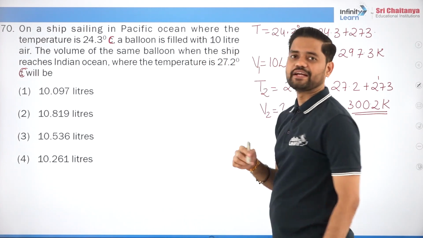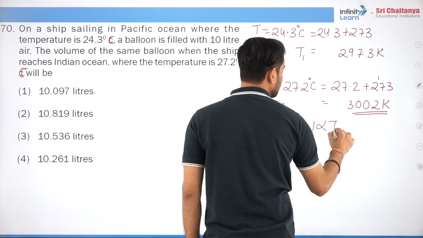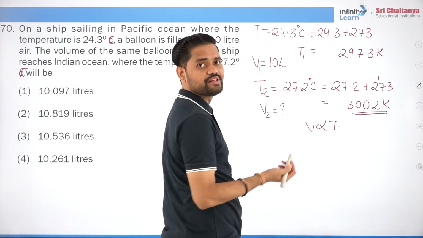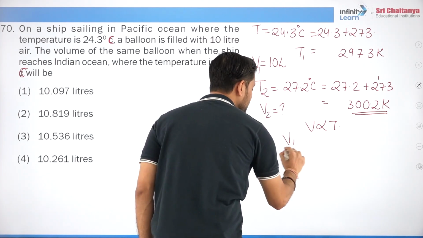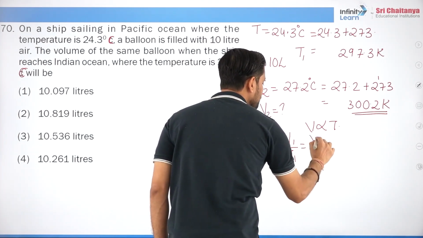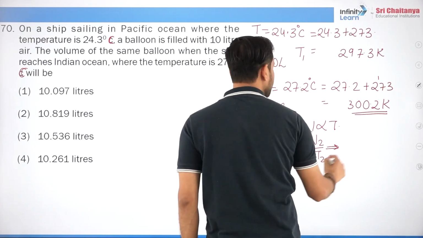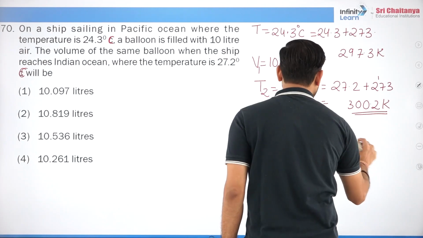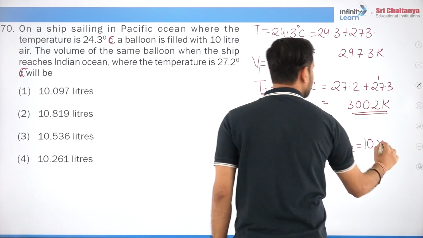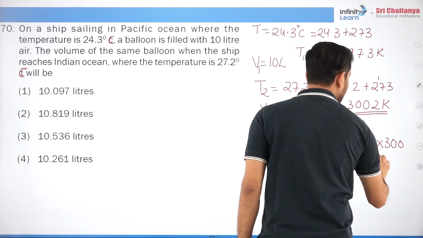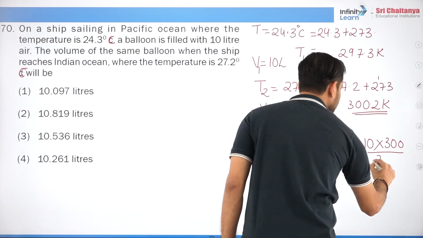And since pressure has been kept constant, we know that volume is directly proportional to temperature. Volume is directly proportional to what? Temperature. That means V by T will be constant. So V1 by T1 is equal to V2 by T2. This implies what we need to calculate is V2. So can I say V2 is equal to V1, what is V1? 10, multiplied by T2. What is the temperature? 300, whole divided by T1. What is the temperature? 297.